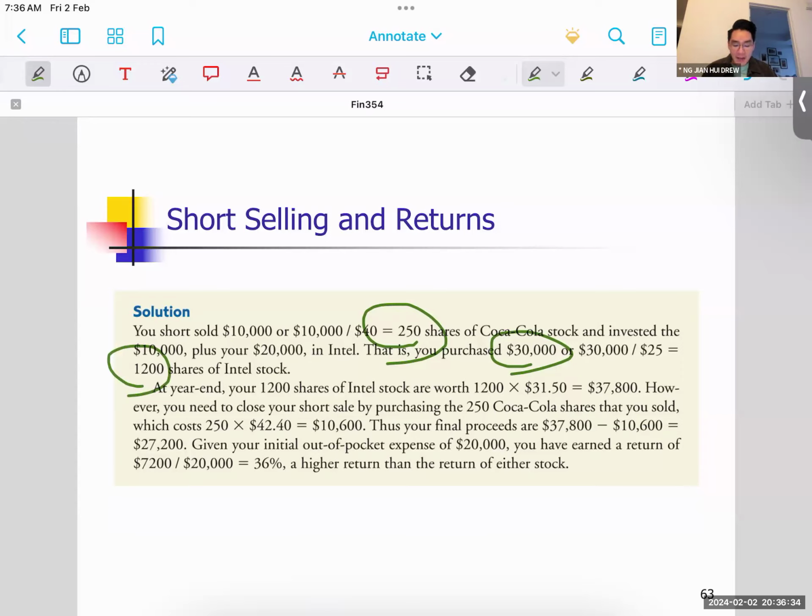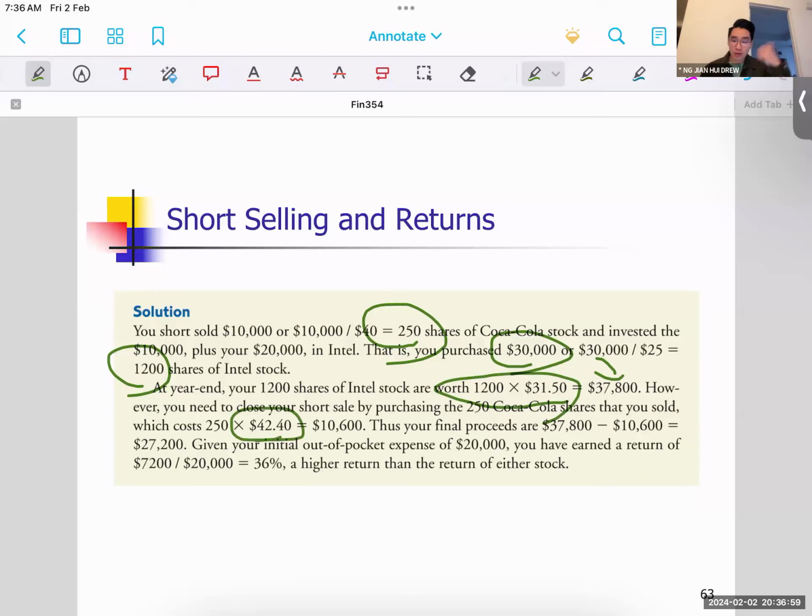Now, at the end of the year, we know that Intel stock became 3150. So 1,200 times 3150 gives you this, right? So this is the proceeds you get. However, you have to close your short position, right? You have to pay back your short position of Coca-Cola stocks. And of course, your Coca-Cola stocks also increase in value.